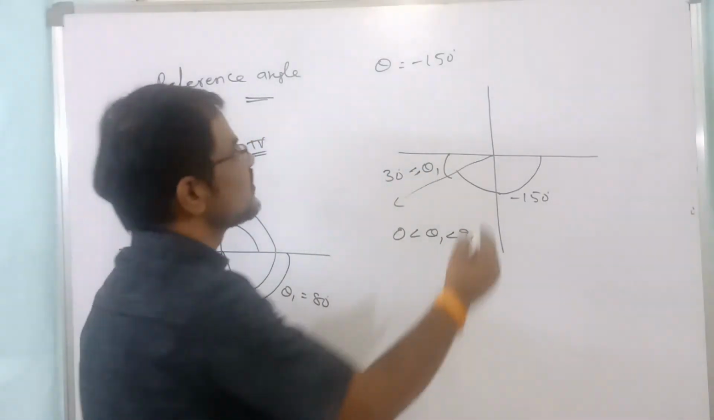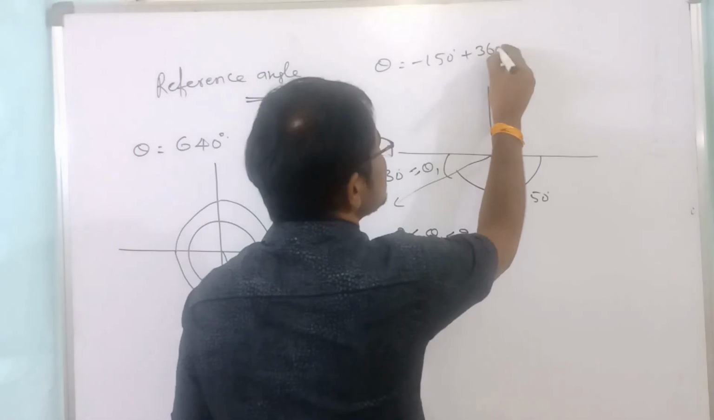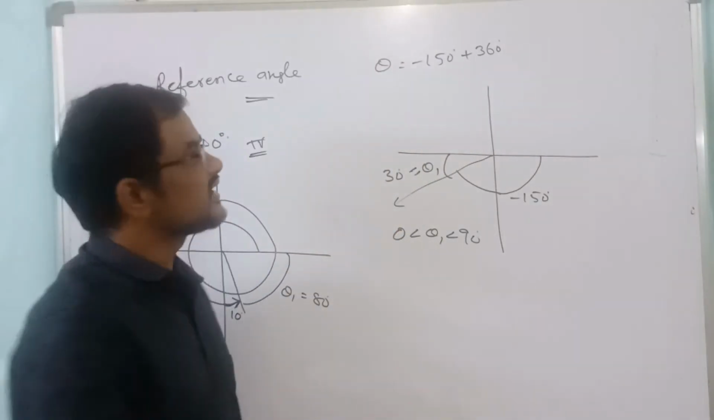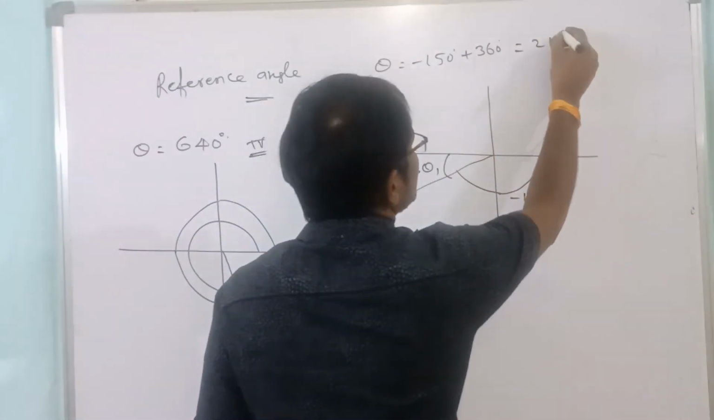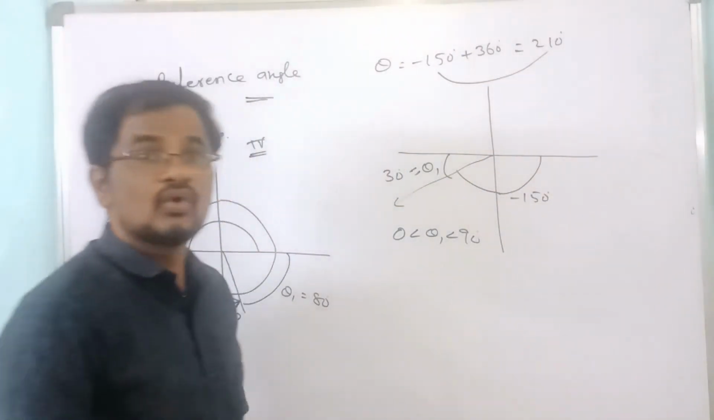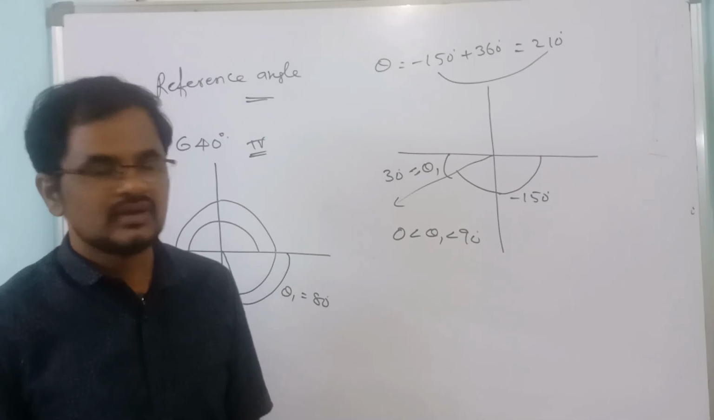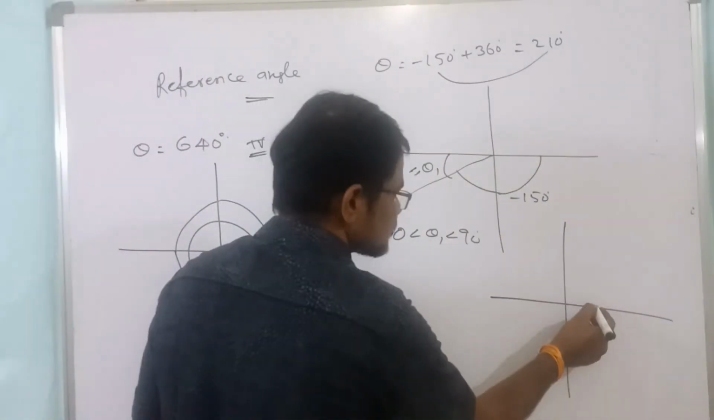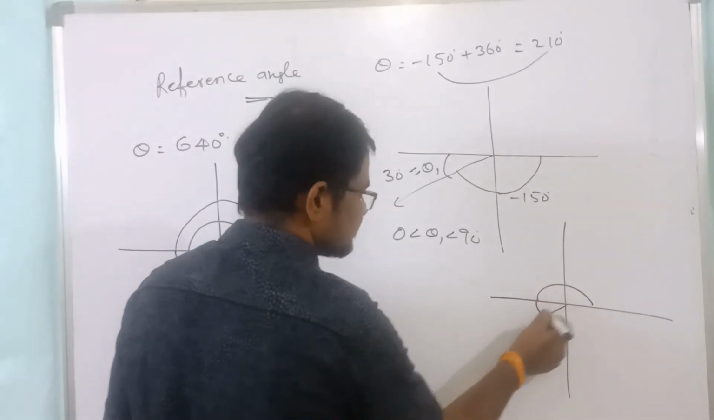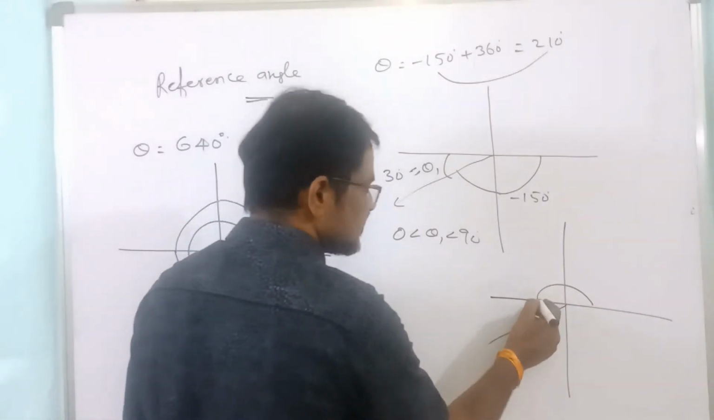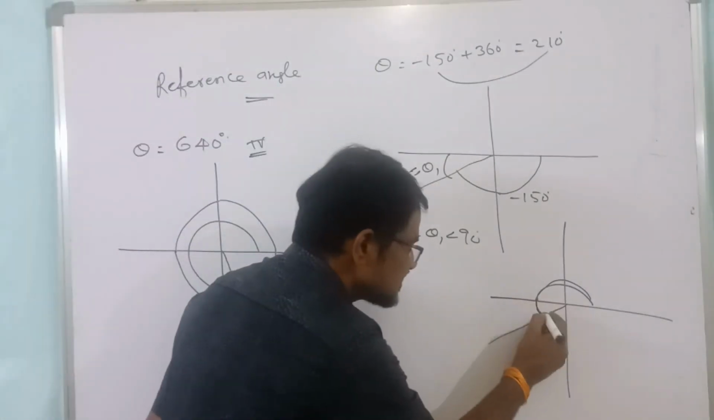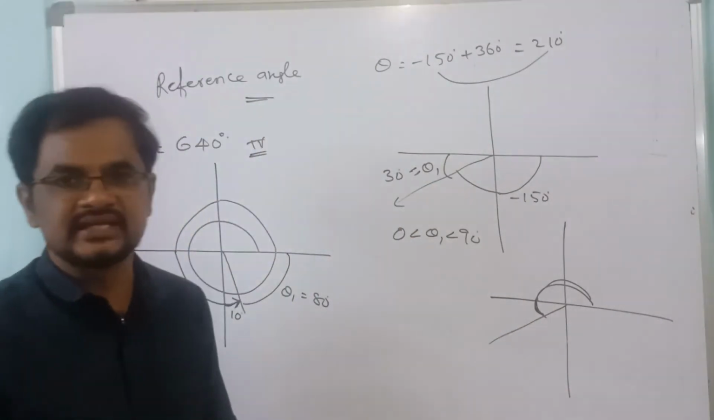Or else like this also you can take. If you add plus 360, you will get a coterminal angle of this one. That is equal to 210. We know that these two are coterminal angles. Now take the 210 degrees. So 180 plus 30, means here. From here to here 180 and this is 30, so 210 degrees.